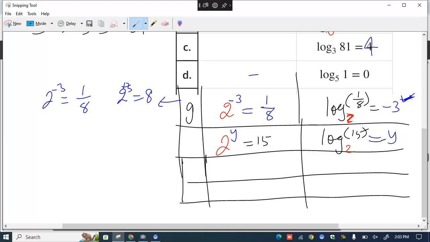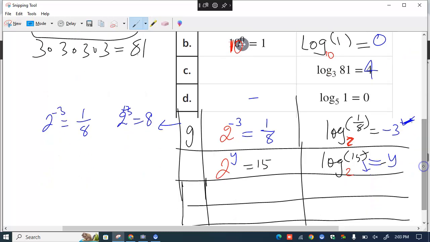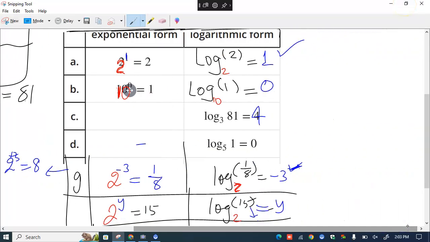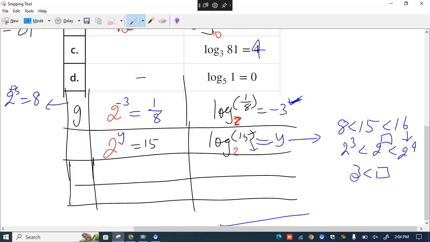So that's it. You get log 15, and 15 is of course this answer. If you want to really understand this piece, 15 is a number between 8 and 16, but 8 is 2 raised to 3, and this is 2 raised to 4. So this has to be between 2 raised to exponent, which is between 3 and 4, so between two whole numbers.